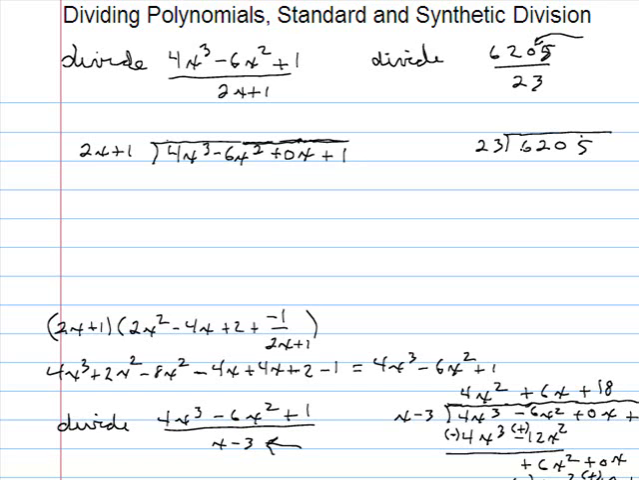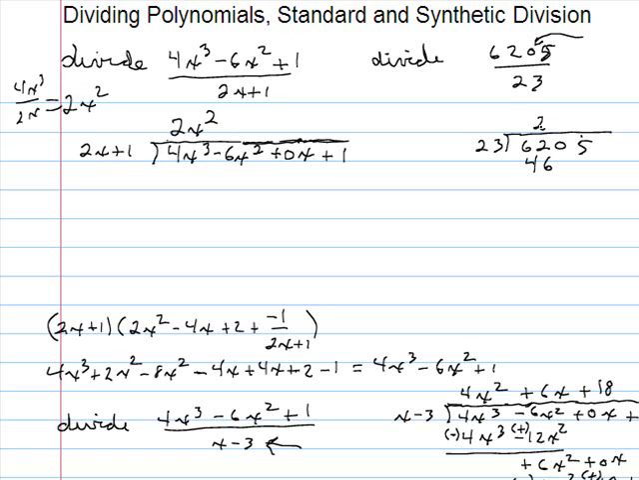I begin to divide. In the numbers, we put 23 into 62. It goes twice. 2 times 23 is 46. Now over here, we don't know how many times 2x plus 1 goes into the first two terms. So what we're going to do instead is just put the 2x into the 4x cubed, because that's the best we can do. The way you do that is you put 4x cubed divided by 2x, and you cancel, and you get 2x squared. So 2x goes into 4x cubed 2x squared times.